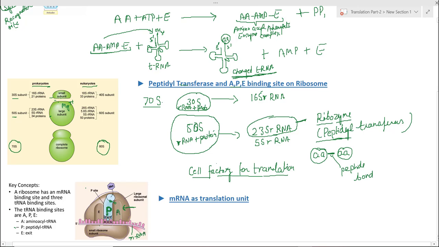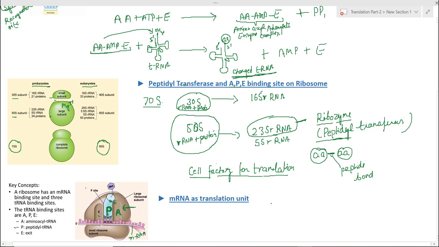This is the A site. This is the amino acceptor site. The tRNA loaded with amino acid enters from here, and this is the acceptor site. This is the peptidyl site and this is the exit site for the tRNA. These are the three sites present on ribosomes. This is all about the ribosome.